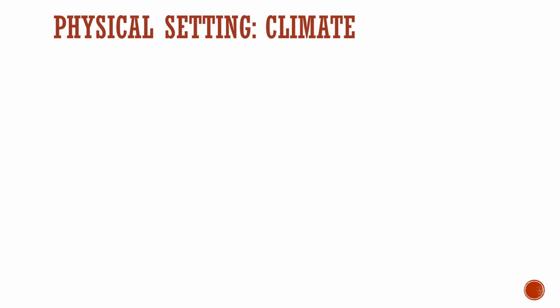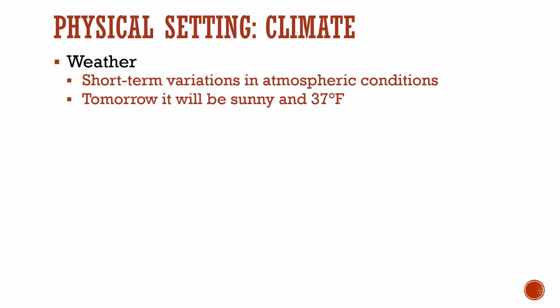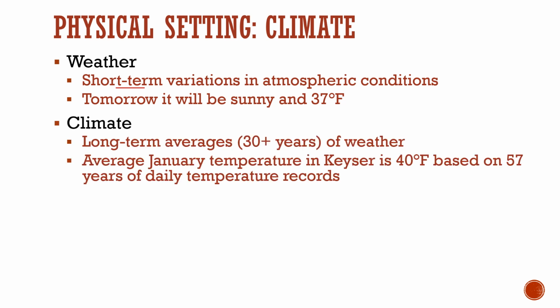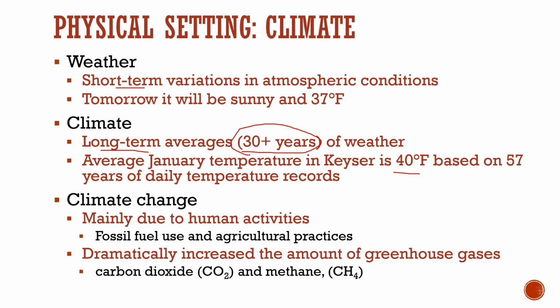Now, if we look at some other physical settings besides the plate boundaries, our climate. We have weather, which are short-term variations. So tomorrow it's going to be sunny. Climate, though, is more long-term. So the average rainfall, 30 or more years of averaging temperatures or rainfall in an area. Climate change is something we'll hit on a lot in our different regions, but this is mainly, not completely, but mainly due to human activity and the burning of fossil fuels.